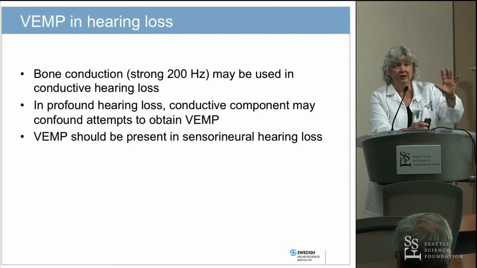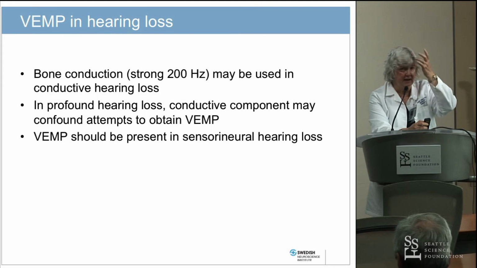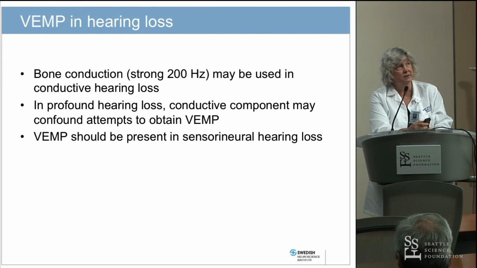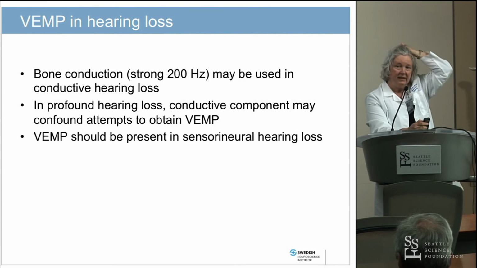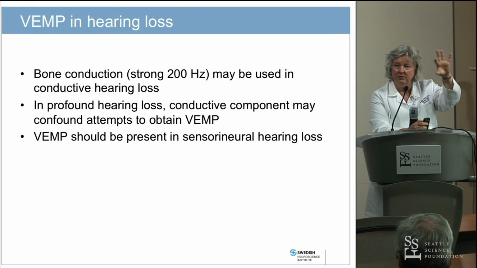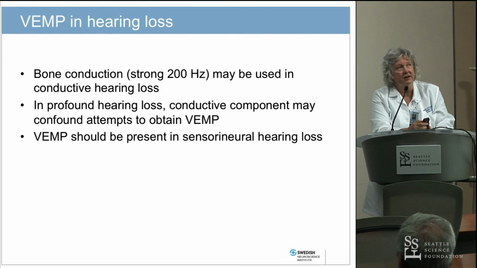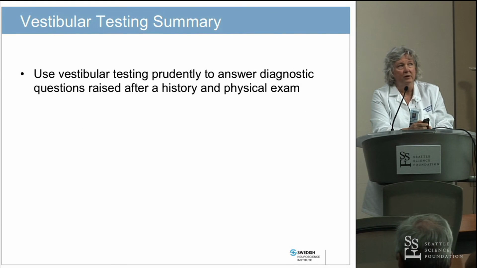If you have a conductive hearing loss, you can do this with a head tap instead of a sound. And surprisingly, in profound hearing loss, you still get a VEMP response. It doesn't seem to be related to cochlear hair cell function at all. So use vestibular testing prudently. Have in mind that new technologies are emerging that are making it faster, easier on patients, easier on you to get reliable information that you can use for clinical decision making.